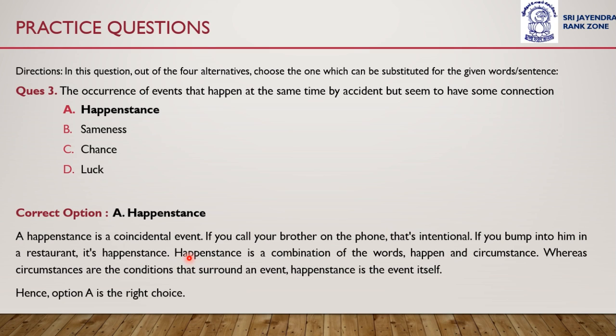A happenstance is a coincidental event. So it is a combination of happen and circumstances. The circumstances are the conditions which surround the event, and the event itself is called happenstance. So the occurrence of events that happen at the same time by accident but seem to have some connection are called happenstance. Option A, happenstance, is the correct answer.